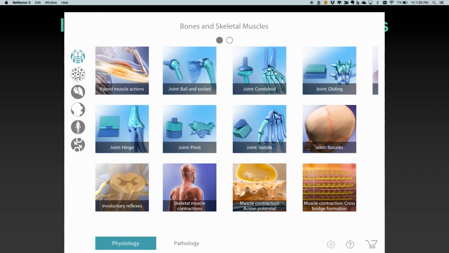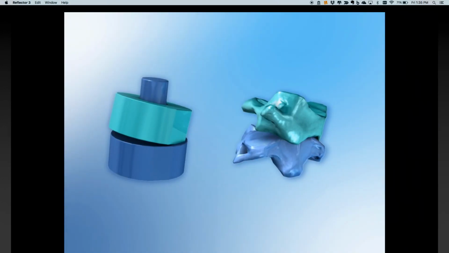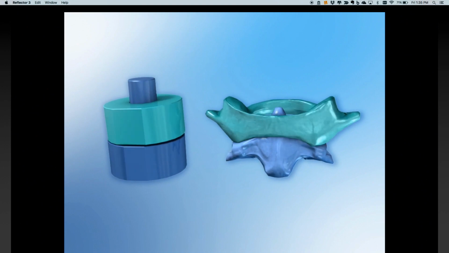The other type of movement at the elbow joint would have been rotation, and I don't have a nice video to show you rotation at the elbow, but you can see rotation at the neck. If we imagine the pivoting between the vertebrae.